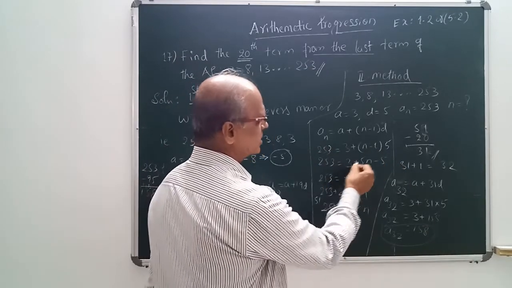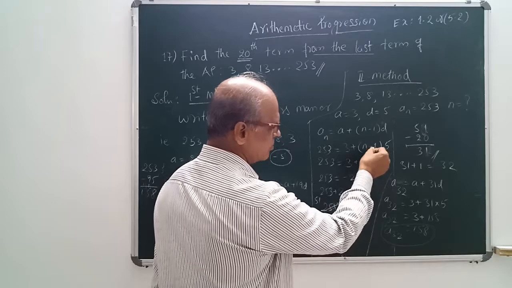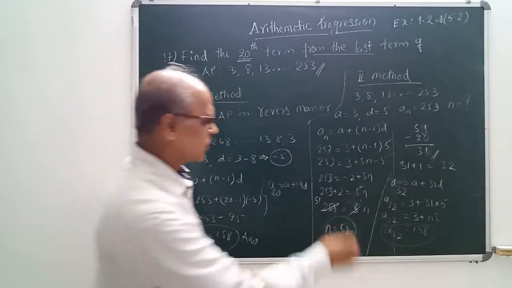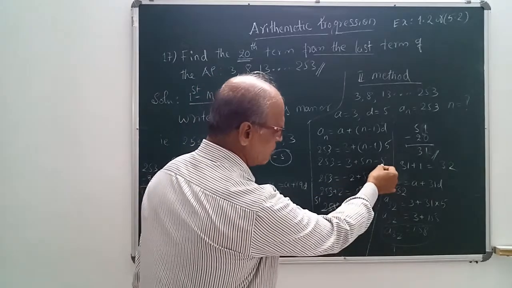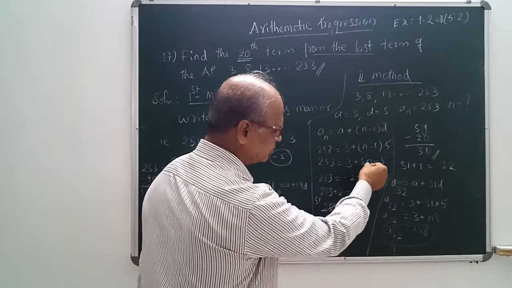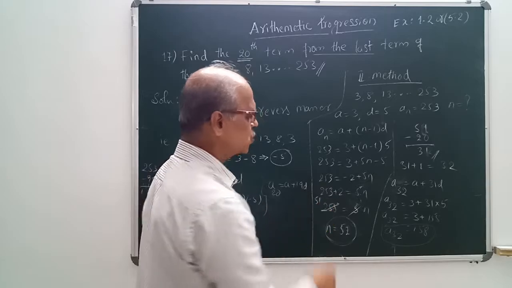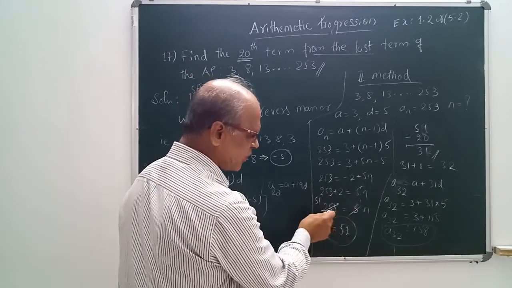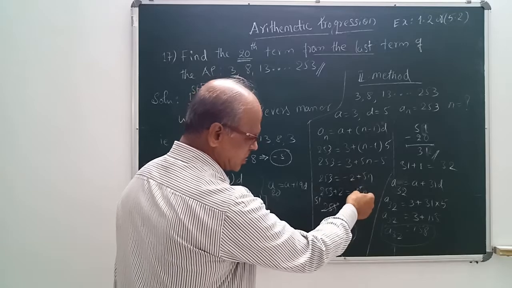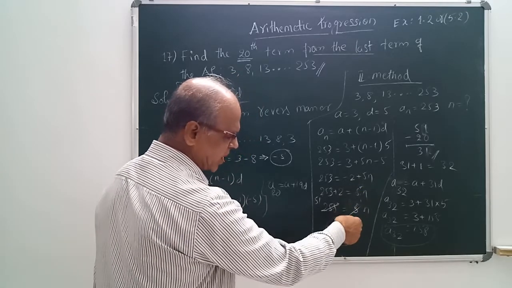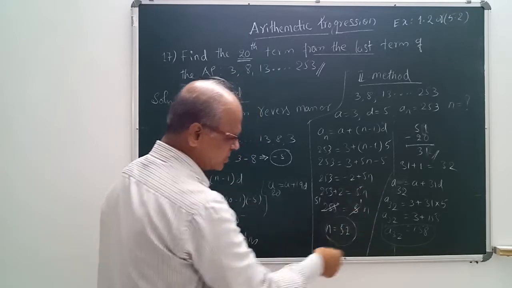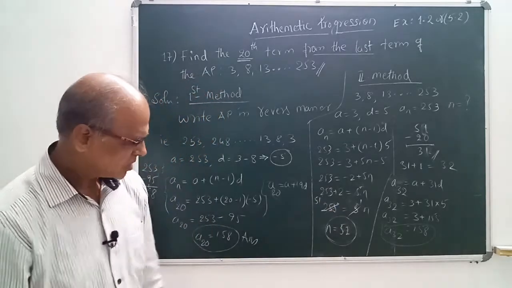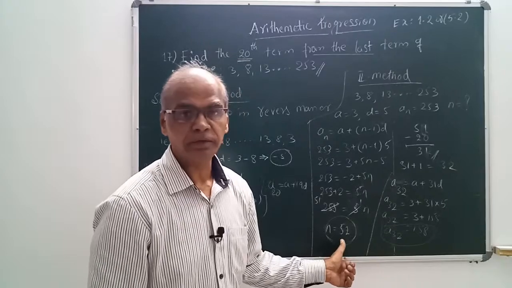253 is equal to 3 plus 5 into n is 5n, minus into plus is minus, 5 ones are 5. Now 253 equals 3 minus 5, which is minus 2, plus 5n. Send this to the left-hand side: 253 plus 2 is 255, equal to 5n. This 5 you send, so you can cancel here only. 5 ones are 5, 5 fives are 25, and 5 ones are 5. That means n is 51.